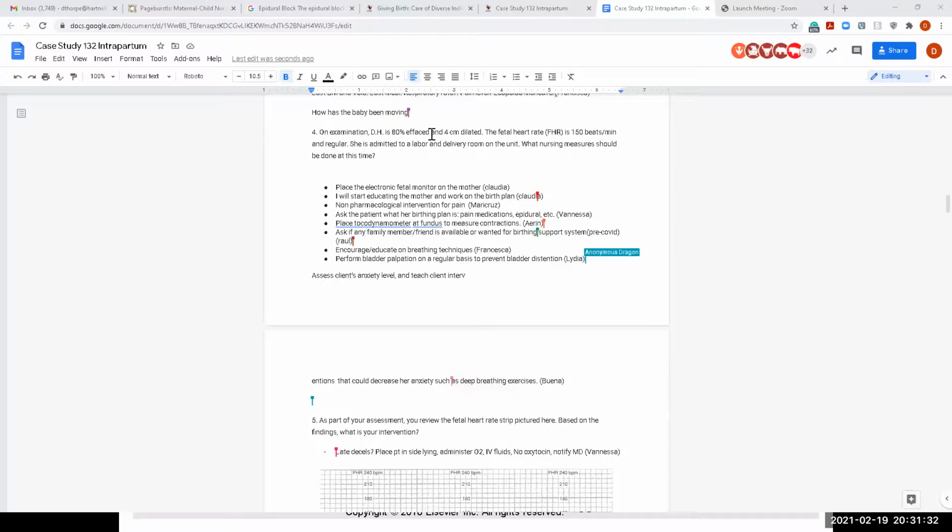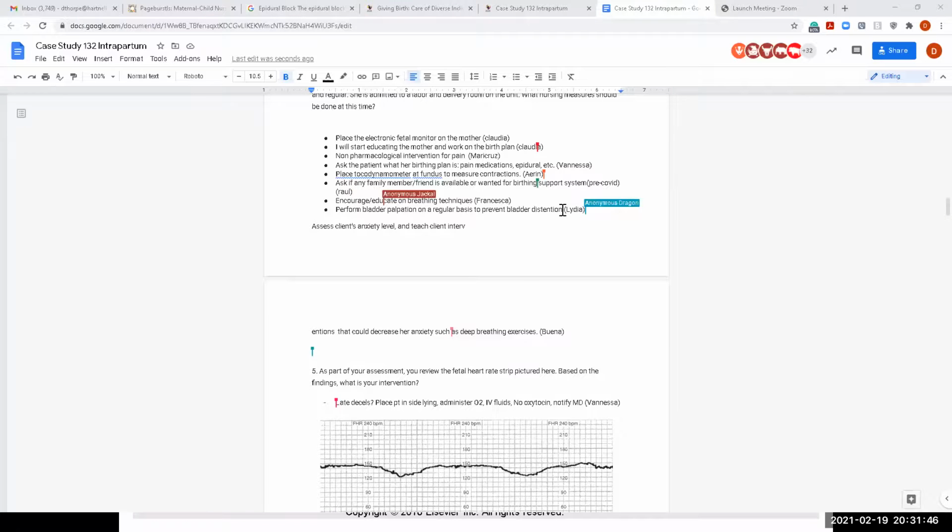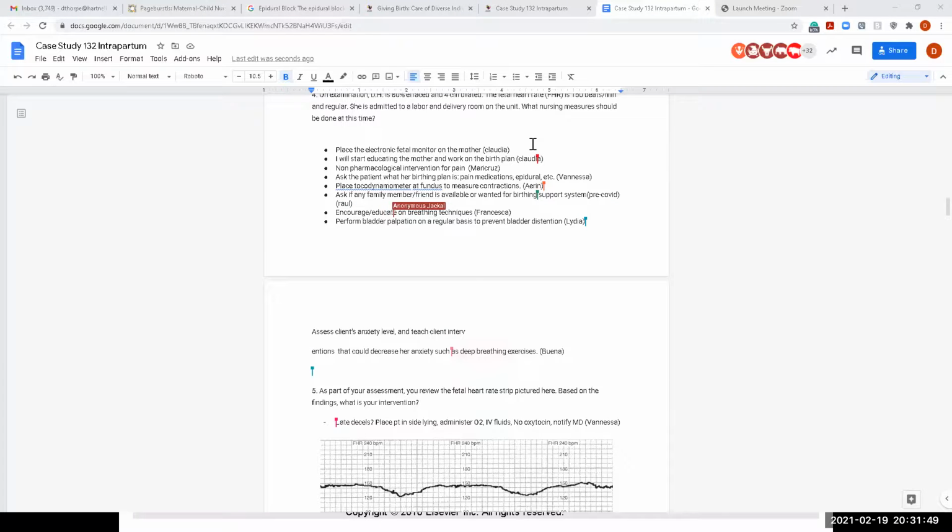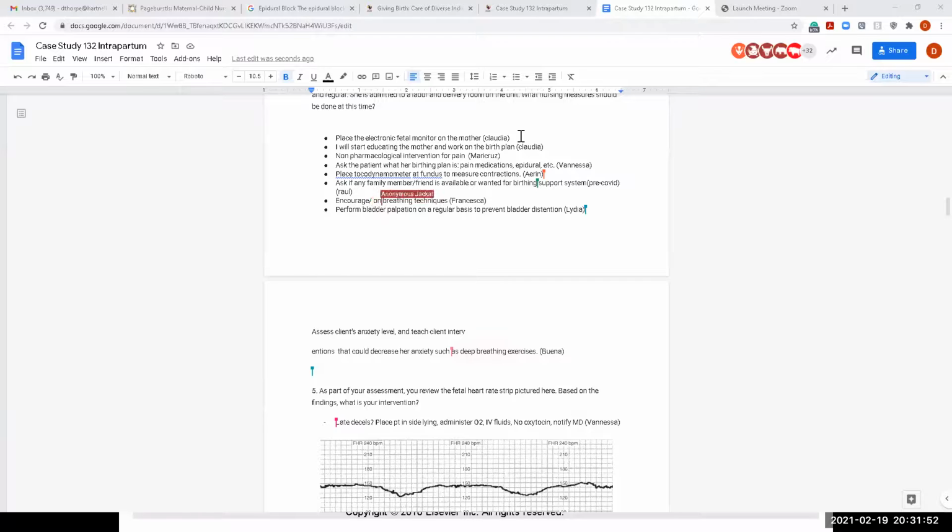So on exam, though, she's 4 cm and 80% effaced. She's in labor. The fetal heart rate is 150 and regular. She's admitted to the L&D unit. And what nursing measures are you going to do at this time? Claudia said, put the fetal monitor on her. Although this is all happening in real time, you probably already have it on her. And then, good, also educating the mom and finding out what her birth plan is. Mara Cruz, you said non-pharmacological interventions. What's your idea for that? What are you thinking?